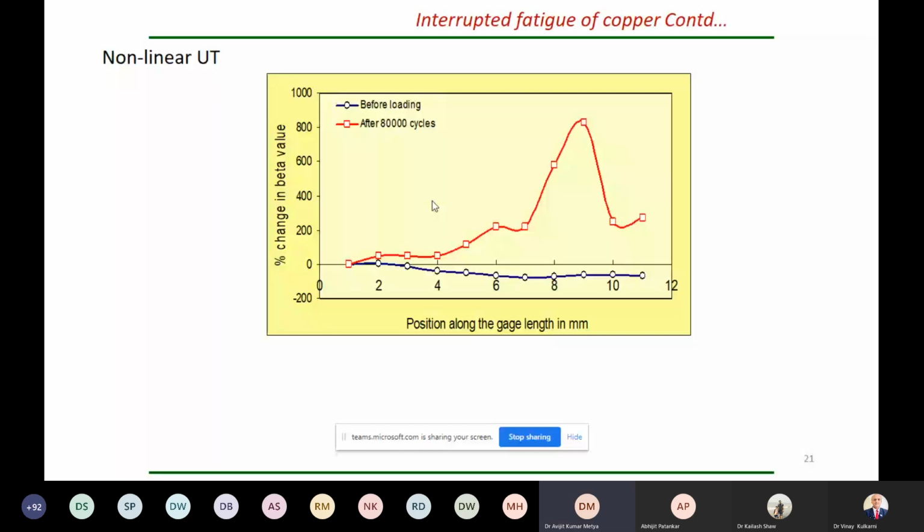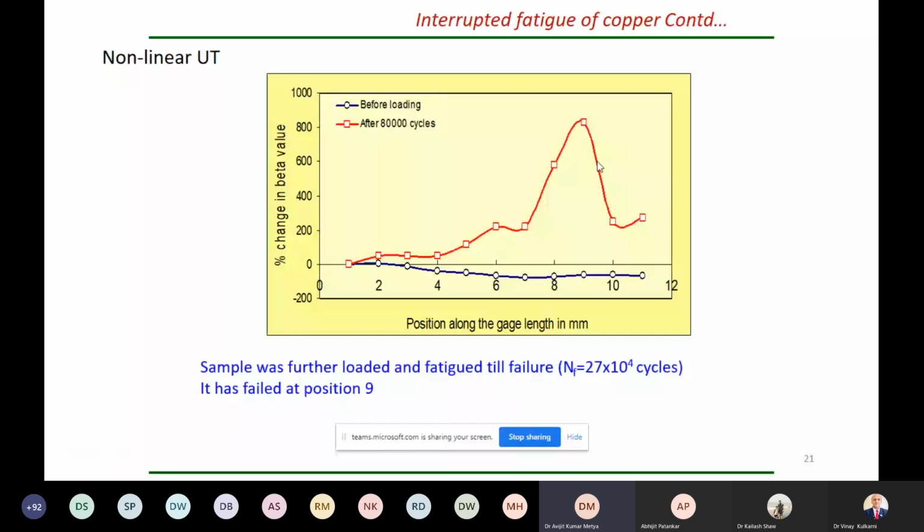Then the sample was further loaded in the machine and fatigued till failure. The sample failed at 27 × 10^4 cycles. And surprisingly, the sample failed at position 9. You can see in the picture that at position 9 the crack formed. So this is the position.